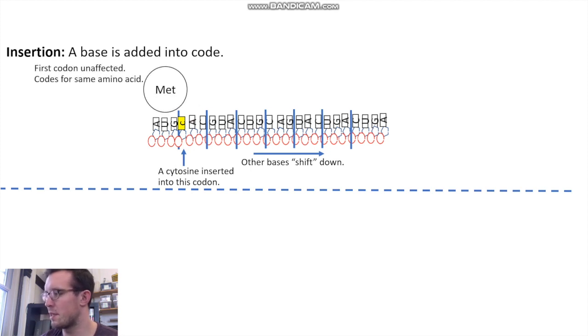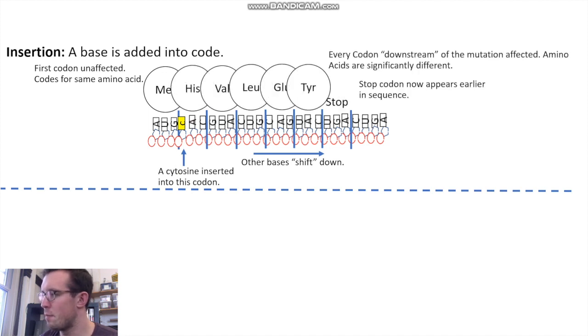So in terms of the consequences of this mutation, our first codon was unaffected. It's still AUG and still codes for the amino acid methionine. But all of the remaining codons that are downstream of this insertion are affected, and the amino acids will be significantly different from the original protein, including now a stop codon that has been introduced into the sequence earlier than in the previous protein. So now there's only 6 amino acids in this protein instead of 7.